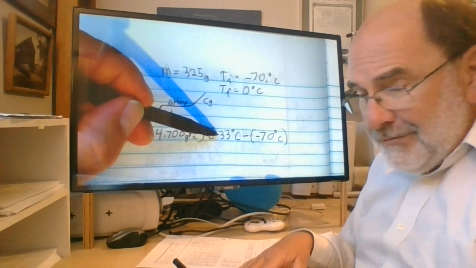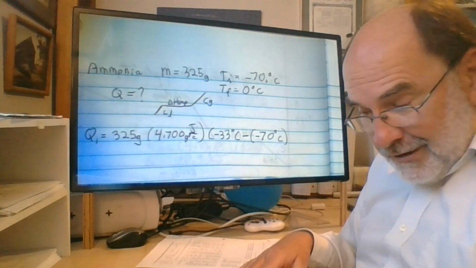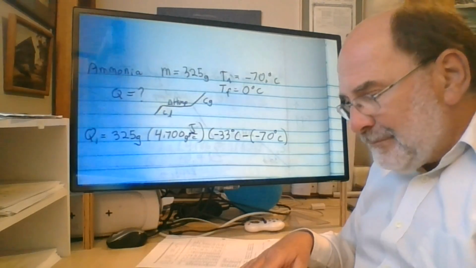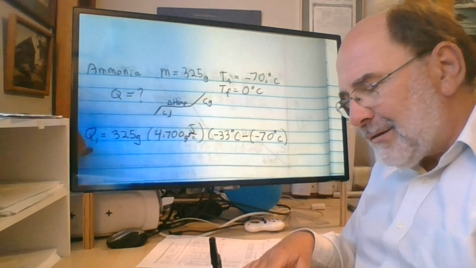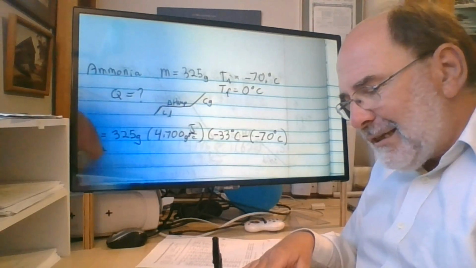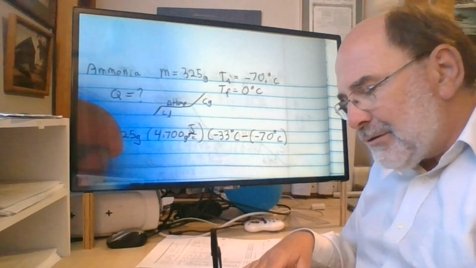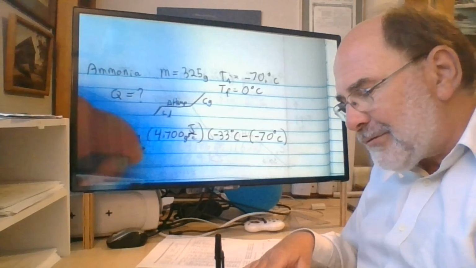So a negative number minus a negative number really means a negative plus a positive. Nice to know. So that'll be Q1. Q2 will be the energy necessary to actually vaporize this ammonia. So the quantity is 325 grams.